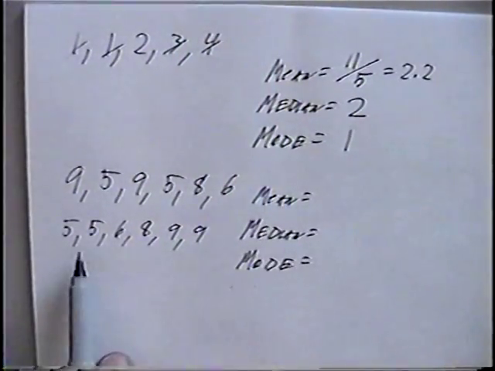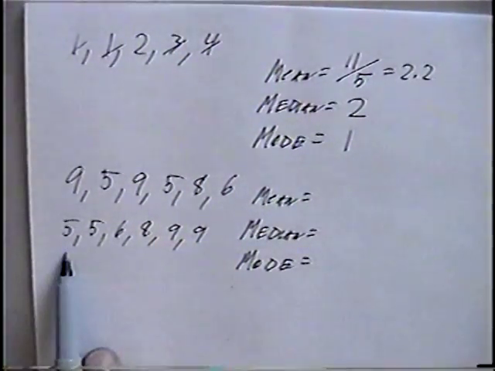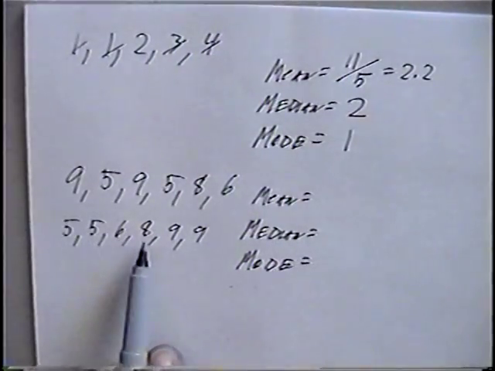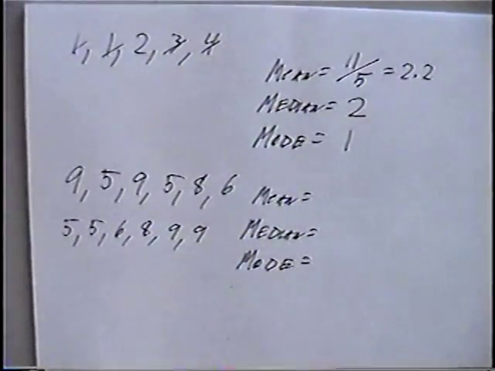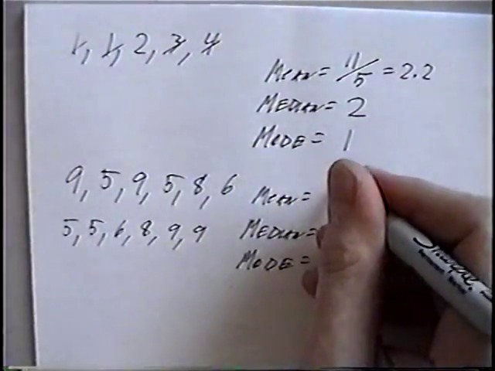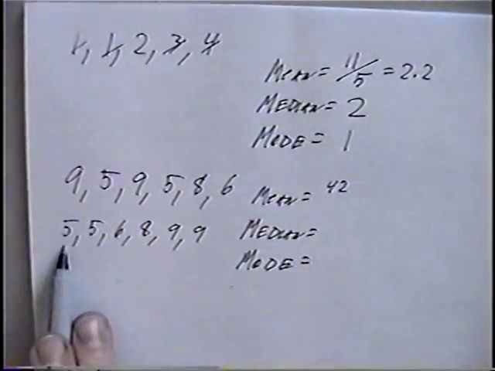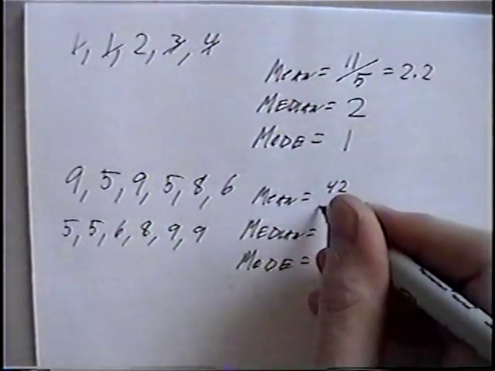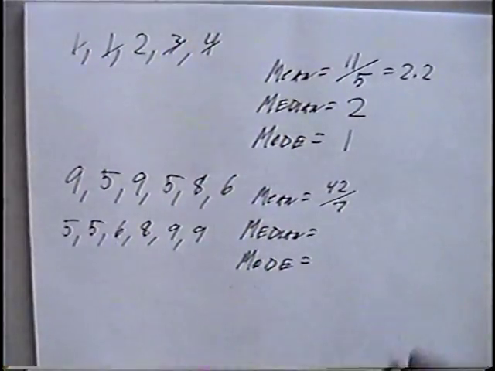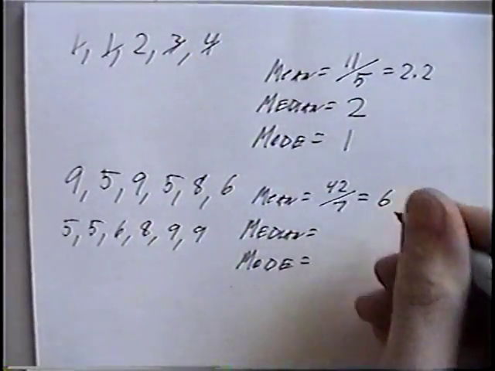For the mean again, we'll find the average, add up all the numbers: 5 plus 5 plus 6 plus 8 plus 2 9s, and that would add to 42. Again, divide by how many numbers you have. In this case we have 7. 42 divided by 7 would be 6.